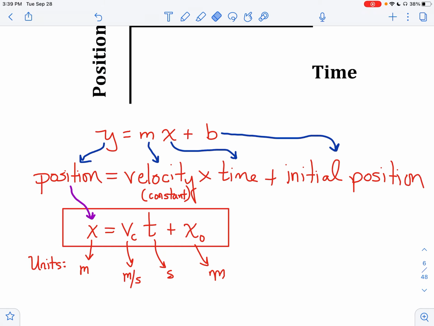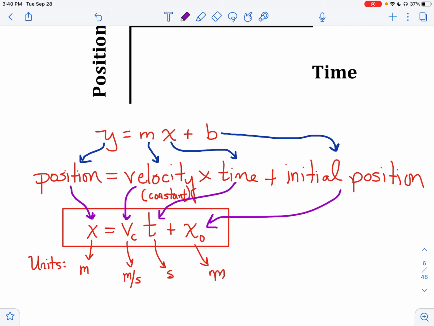Velocity, now this is for a constant velocity, we're going to call that v sub c. Time, we're just going to use lowercase t. Make sure you don't draw a t like that because that looks just like a plus sign. So draw a little curl to it and that'll make it look like a t. And then the last thing, the initial position, we call that x sub 0, or x naught. That 0 tells us that is the position when the time is 0, at the beginning.